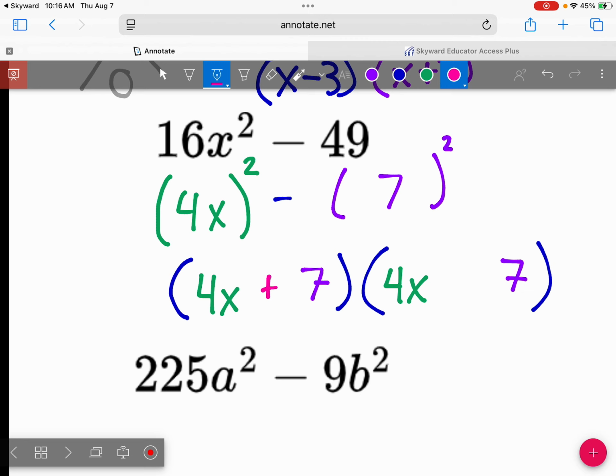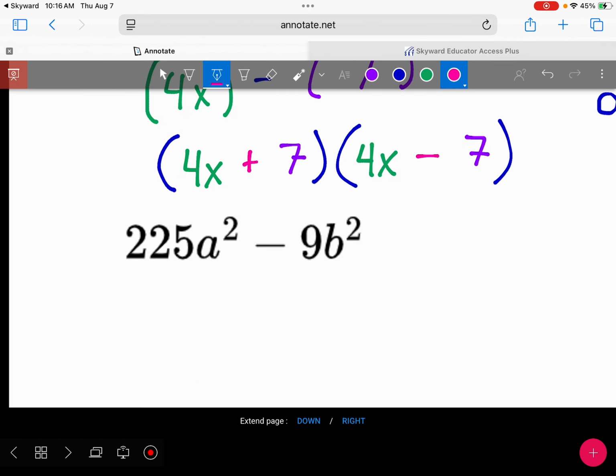One set gets a plus, one set gets a minus. It genuinely does not matter if you put the minus in the front or the plus in the front. Either way is fine. I tend to put the plus in front just because that's the way my brain likes to do it. Okay. Questions on that one? Okay. I like questions. You're welcome to ask them.